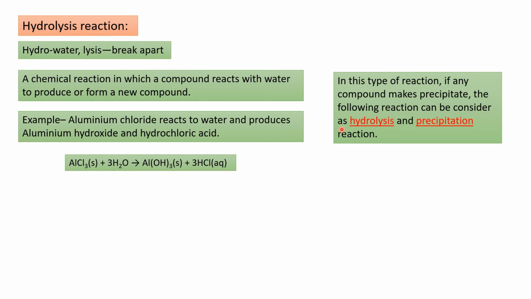In this type of reaction, if any compound makes a precipitate, the reaction can be considered a hydrolysis and precipitation reaction. In this reaction, aluminium hydroxide is in solid form. So this reaction is called hydrolysis and precipitation reaction.